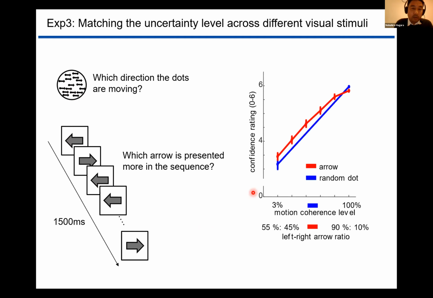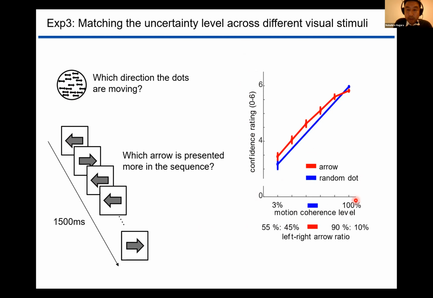And for that, we took confidence ratings. Confidence is a subjective uncertainty. This vertical axis is the confidence rating of the participants. The horizontal axis is the strength of the stimulus. The blue is the random dot motion, and red is the arrow stimulus. We first look at the random dot motion stimulus.